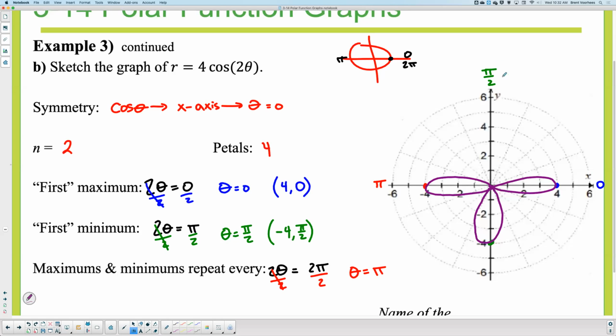And if I had a minimum at -pi over 2, where am I going to have my next minimum? Positive 3 pi over 2. At 3 pi over 2, we should have our next minimum, and our next minimum is at -4. So I go that way. So -4 at 3 pi over 2.